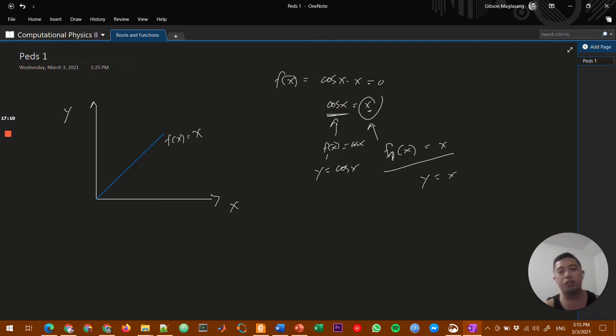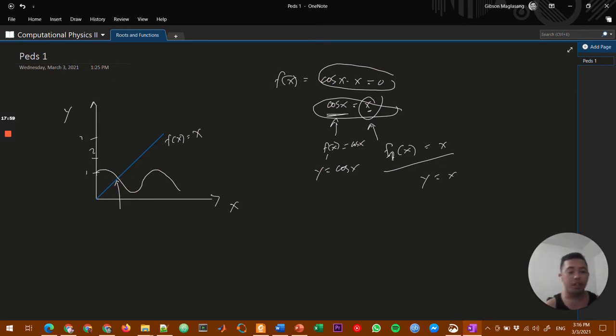And then if you try to plot also cosine x, what does cosine x look like? It's sinusoidal, right? It's a wave. So it would look like this. Say this is 1, this is 2, this is 3. So from this graph alone, you can see where they intersect, right? And that point of intersection is the solution of your equation. That's where they are equal: cosine x equals x. This is that point.